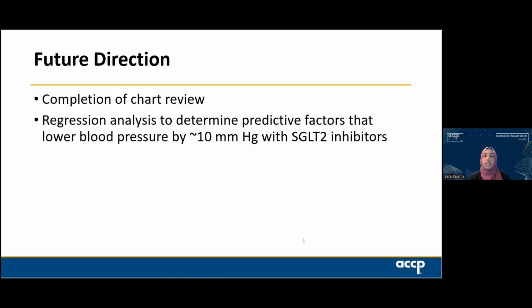Future directions of the project include completion of chart review and then potentially a regression analysis to determine predictive factors that may lower blood pressure by about a 10 millimeter mercury difference with the use of these agents.